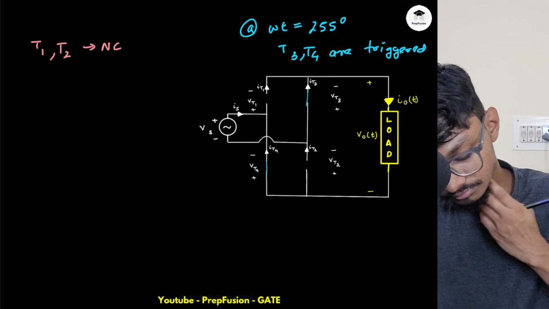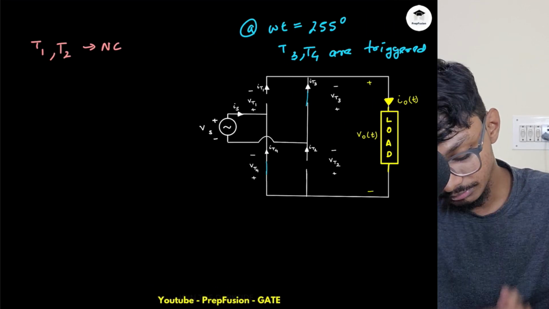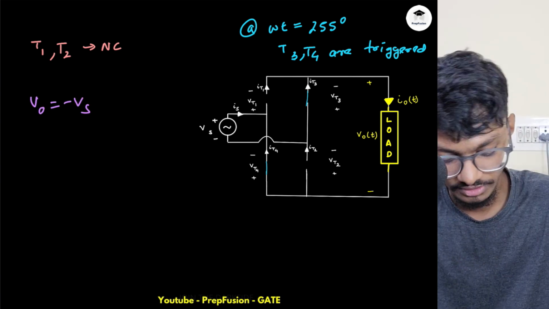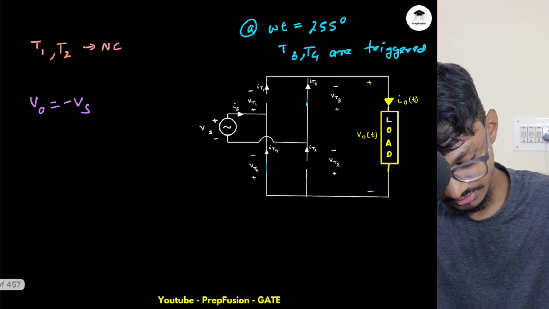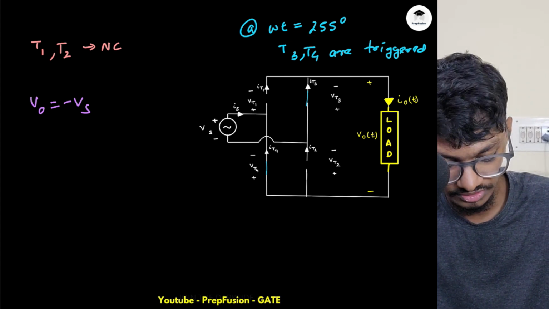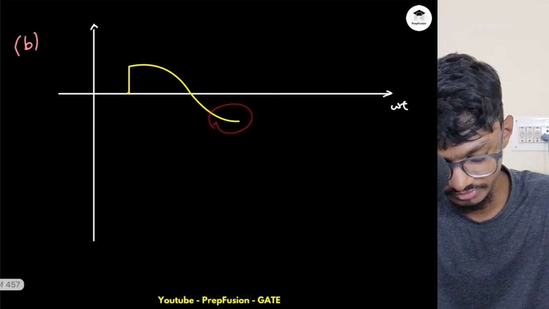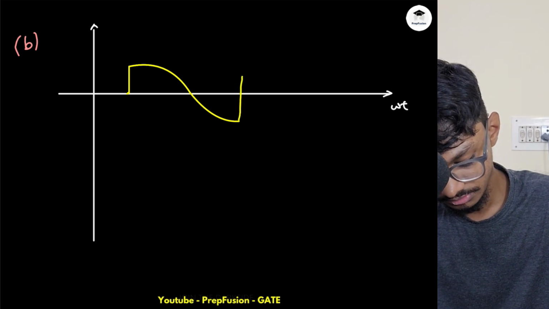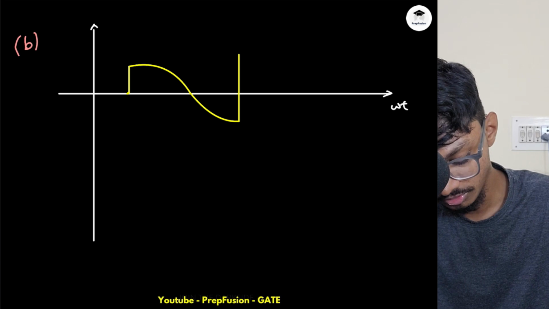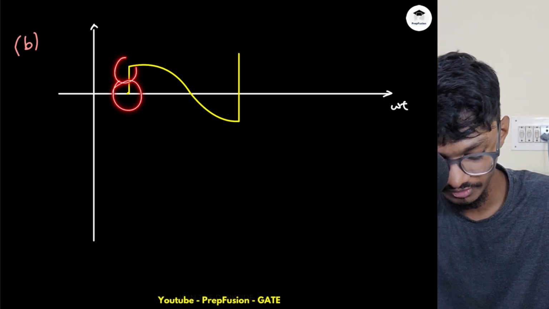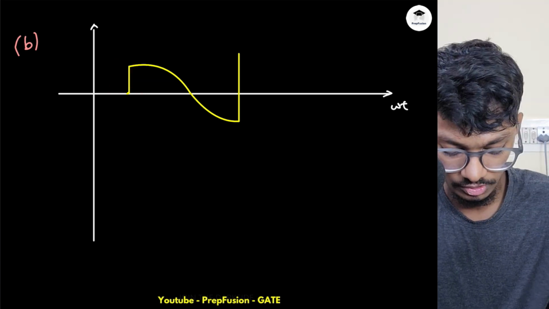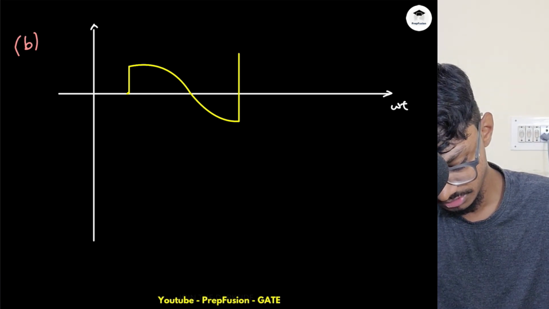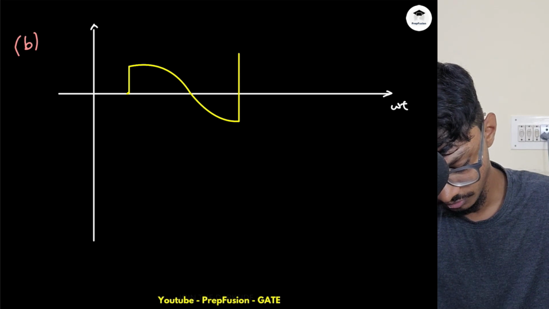So here my VO will be equal to what? You can apply the KVL. VO will be minus Vs, so it will be positive. Anyways, at 255 it was some negative value, but suddenly it became positive, so I will just flip it. It will be something bigger, because 45 will be something lesser and 255 will be something bigger. Okay, so yeah, that will be the case. So this should also be lower.